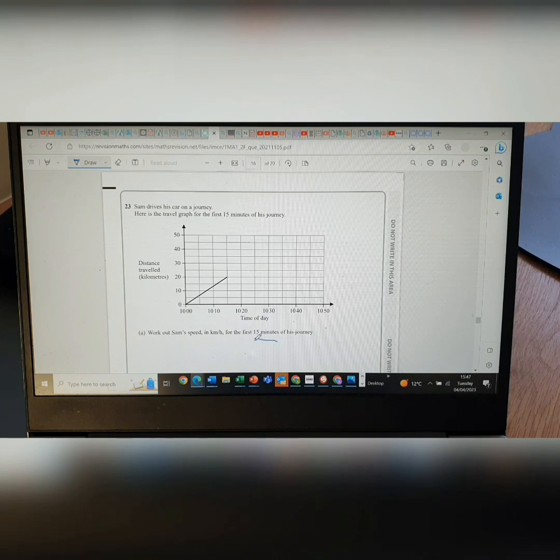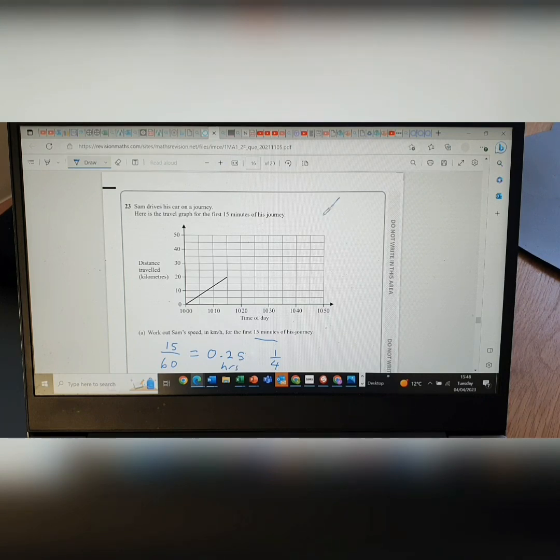Sam drives his car on a journey. Here is the travel graph for the first 15 minutes of his journey. Work out Sam's speed in kilometers per hour for the first 15 minutes of his journey. Okay, so 15 minutes. To convert this to hours, you need to do 15 divided by 60 because there are 60 minutes in 1 hour. 15 divided by 60 when you type it in your calculator is 0.25, which is 1/4 of an hour. We can leave it as 0.25 hours.